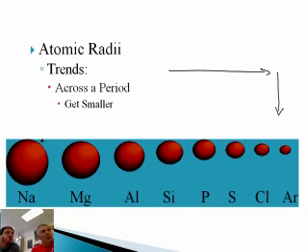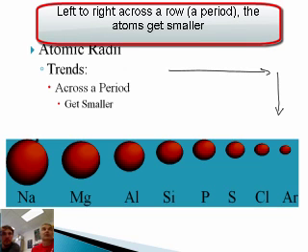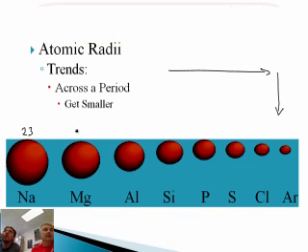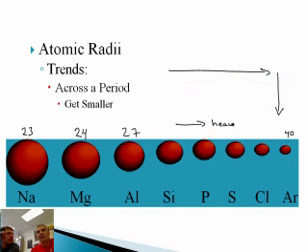Now that's weird, because if I'm looking across from left to right, sodium has a mass of 23. Magnesium is 24. Aluminum is 27. And you go all the way across, and argon is like 40. So as you go across, they get heavier. But they get smaller. That's weird, but that's what happens.